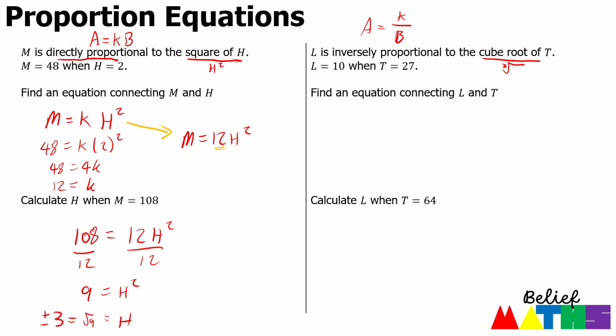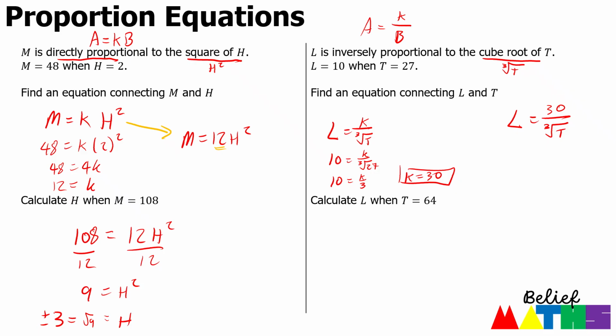So it's the cubed root of t. L is equal to K divided by the cubed root of t. Subbing in our values then that we're given, 10 is equal to K over the cubed root of 27. Cubed root of 27 is 3, so that's K over 3. So therefore, K is equal to 30. Subbing that in to make my equation, I get L is equal to 30 over the cubed root of t. Now we can finish this by putting it into our next equation. So that's part 1 done.